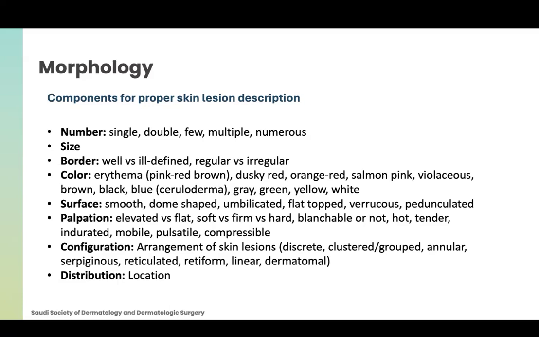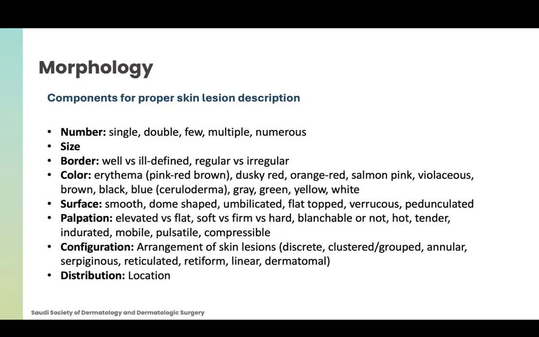Okay? And configuration. What does configuration mean? It means the arrangement of the skin lesions with respect to each other. For example, if I have a single vesicle, this is discrete. But if I have grouped vesicles, I'm thinking of herpes. If I have dermatomal vesicles, I'm thinking of zoster. So not HSV, I'm thinking more of VZV. That's why the configuration is important, okay?